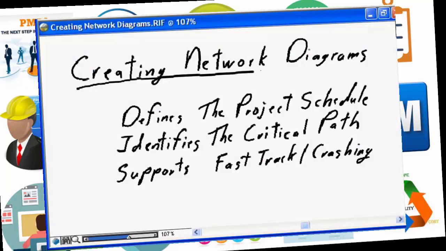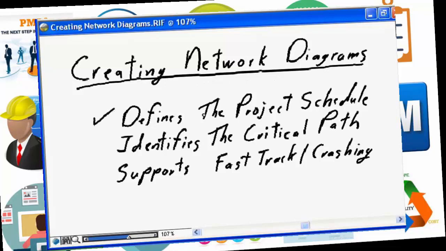This nugget is focused on creating network diagrams. The creation of network diagrams is a process and a set of steps that you will need to understand, as you will be tested on them as part of the PMP exam. In addition to that, network diagrams are important to us as project managers because they provide a very critical function in our projects. Network diagrams are going to define the project schedule.